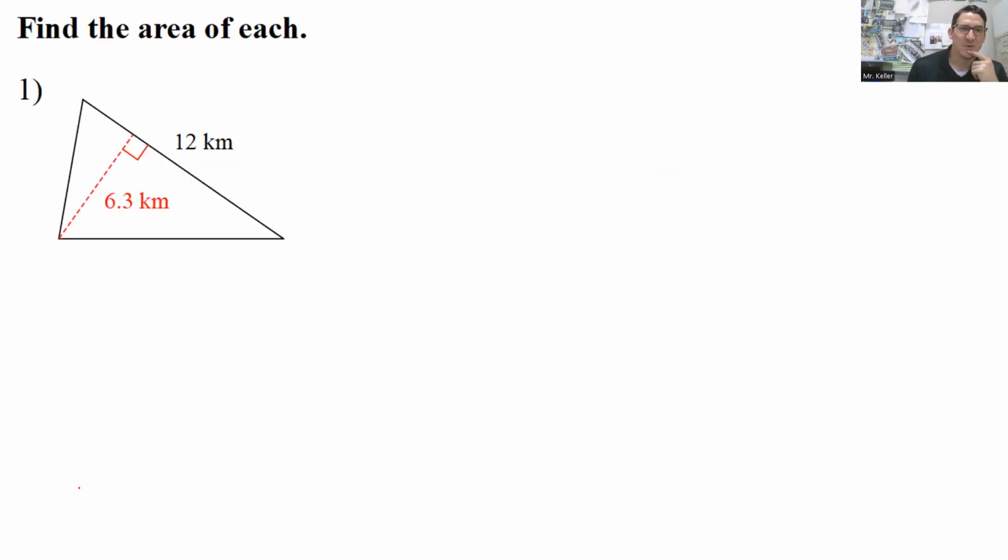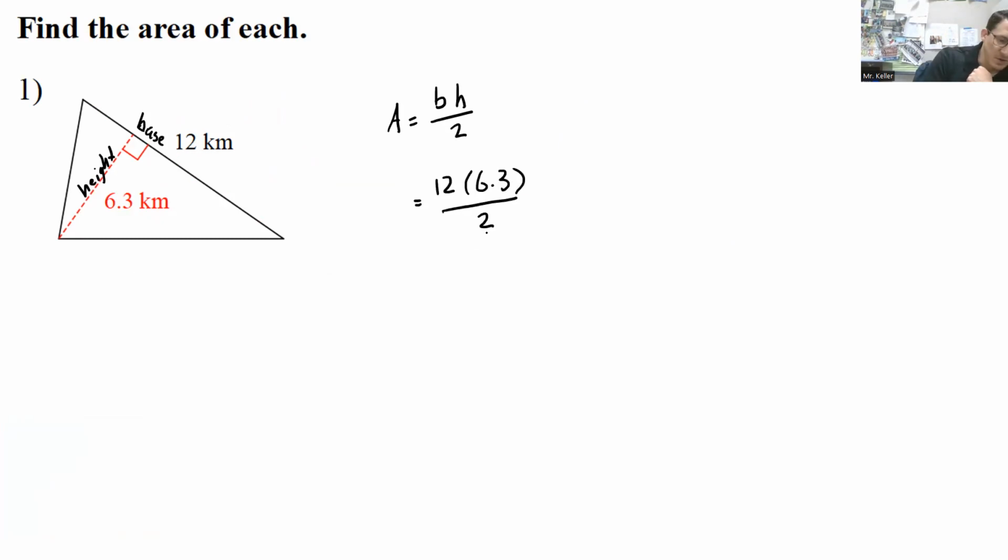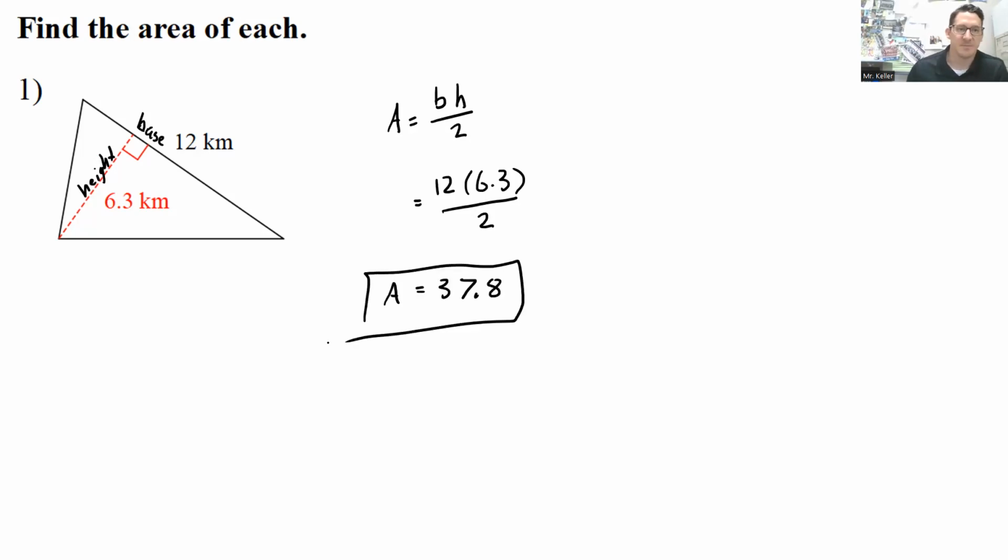Finding the height is real simple. So here we have the base is going to be this part of it, right? This is the base. And so this would be the height over here. So to find the area, again, it's base times height divided by 2. The base is 12, the height is 6.3, and we divide that by 2. Use a calculator to work that out. So 12 times 6.3 all divided by 2 is 37.8. Look at that. That's simple, right?